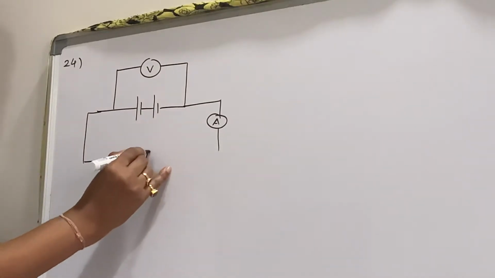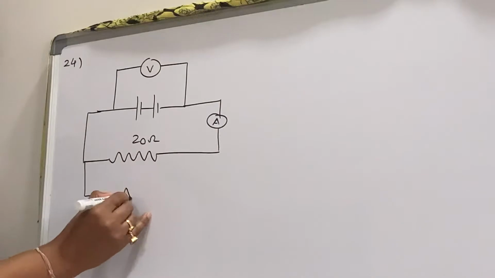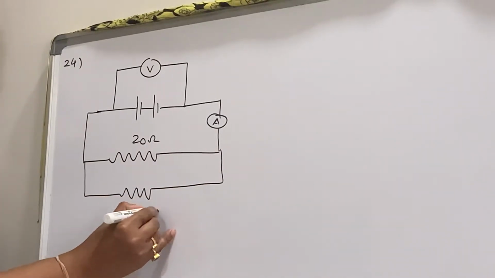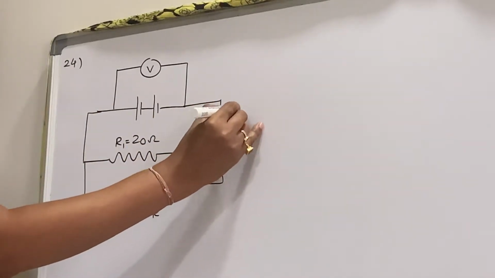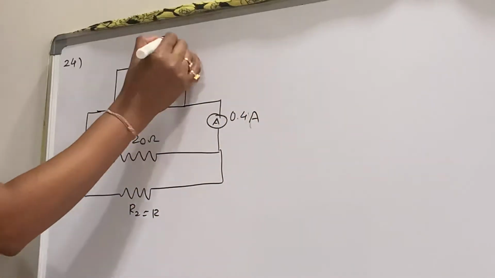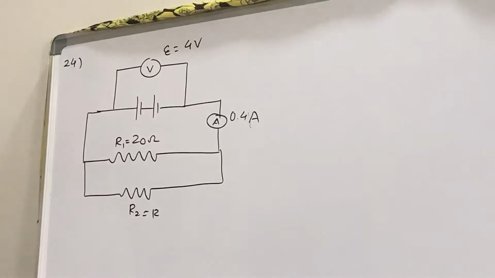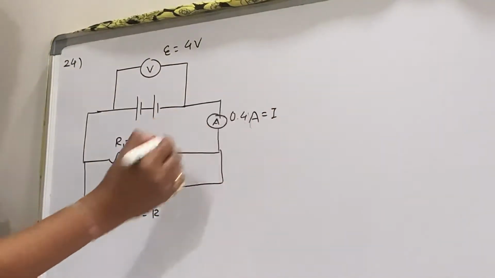There are two resistors. This is 20 ohm, and another resistor which is R2, say R. This is my R1. This ammeter value is 0.4 ampere. That is your current, and this EMF is given as 4 volt. So what is the data given? This is your EMF, this is your current.